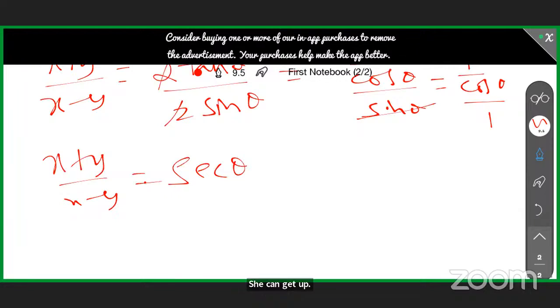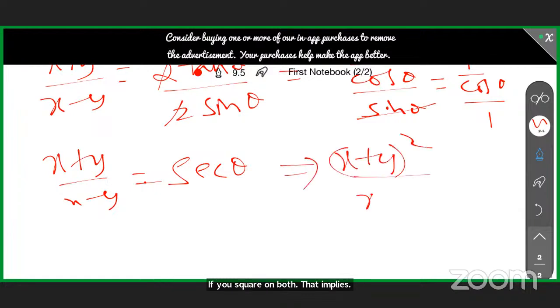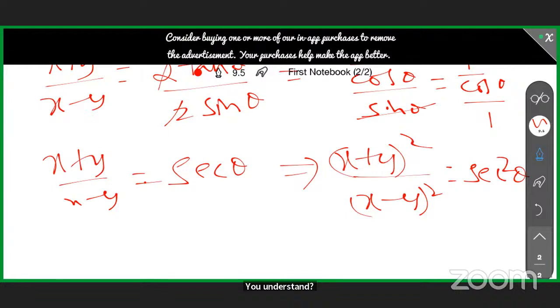Square on both the sides. What happens is, if you square on both the sides, that implies (x plus y) whole square by (x minus y) whole square is equal to secant square theta. You understand? So I am squaring on both the sides. When I do squaring on both the sides, it becomes (x plus y) whole square by (x minus y) whole square is equal to secant square theta. Yes or no?